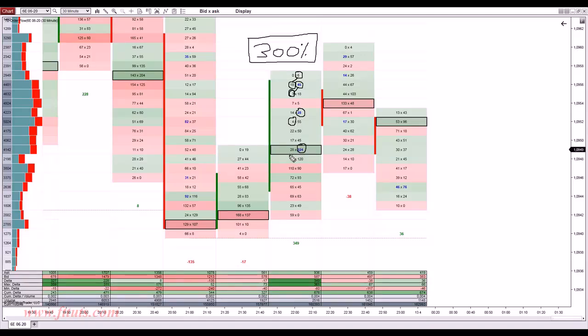224 is more than 3 times bigger than 72. If you look, for example, in here, 82 is more than 3 times bigger than 21. That's why it gets colored in blue, and it tells us that the sellers were way more aggressive in here.